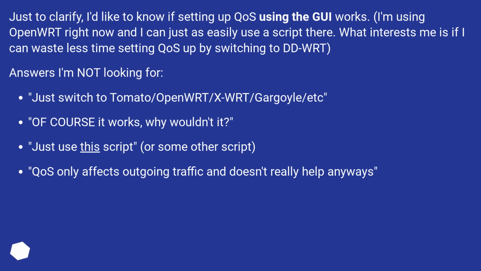Answers I'm not looking for: just switch to Tomato/OpenWrt/X-Wrt/Gargoyle/etc. Of course it works, why wouldn't it? Just use this script, or some other script. QoS only affects outgoing traffic, and doesn't really help anyways.